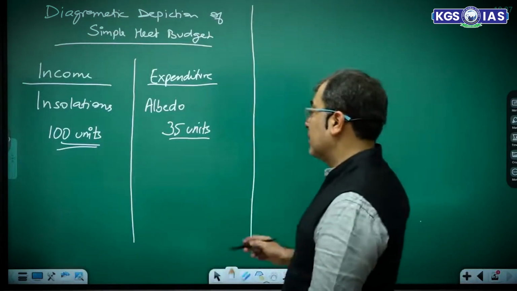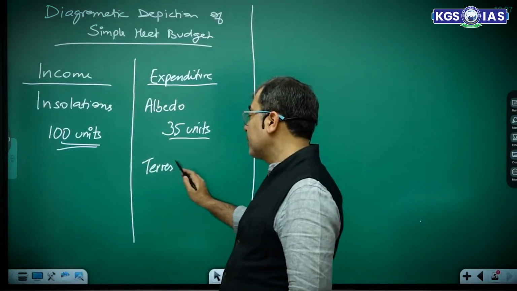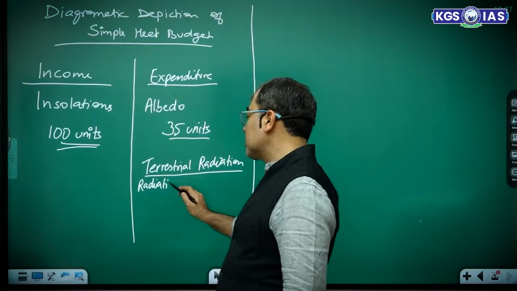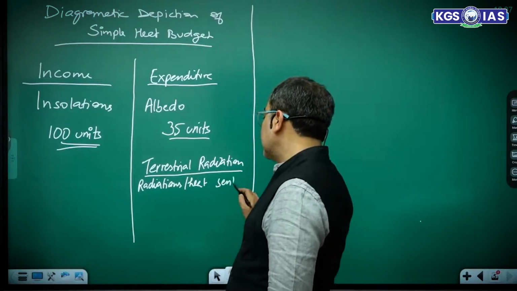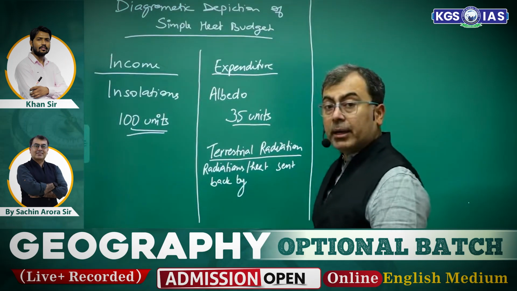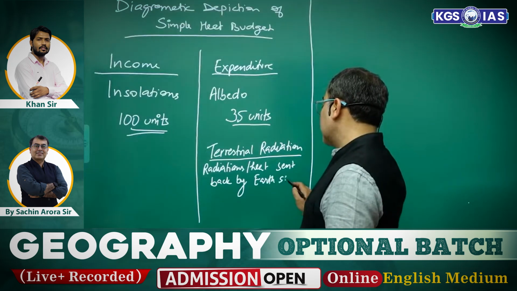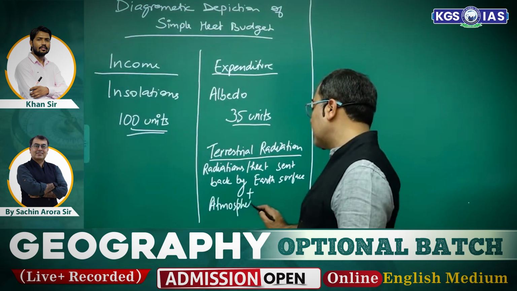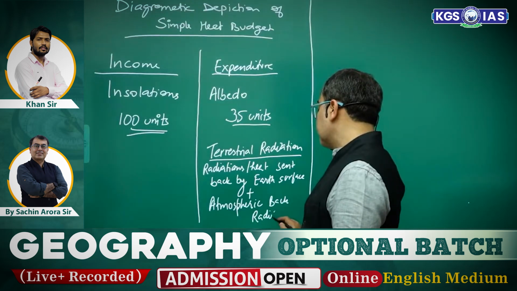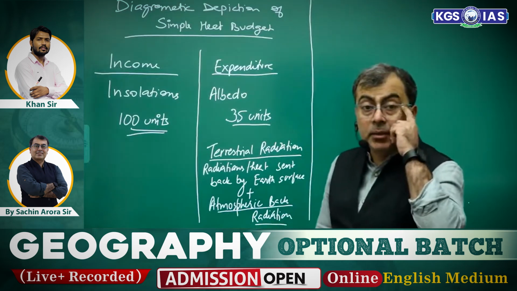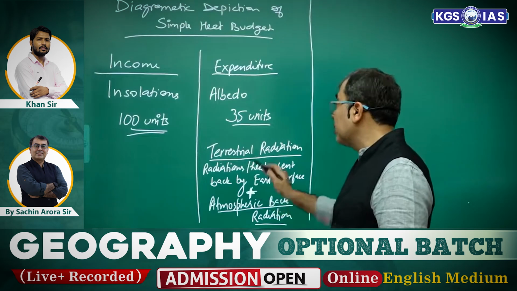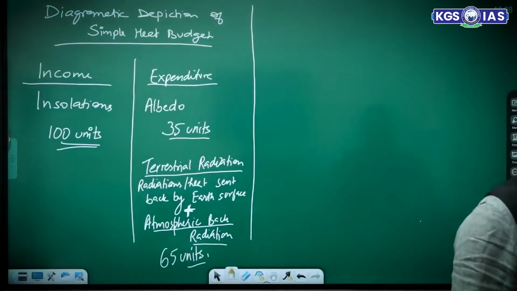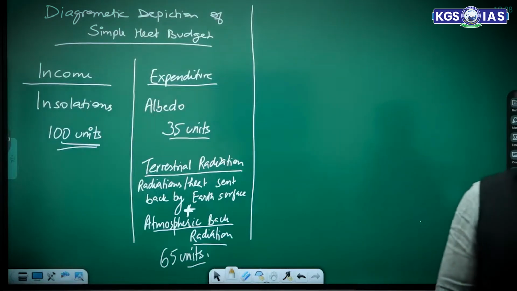So Earth will send back energy in the form of terrestrial radiations. What are terrestrial radiations? Radiations or heat sent back by the Earth's surface plus atmospheric back radiations. The atmosphere will also take some energy, no? That will also be there. So if I add them, they should be how much? 65 units. That should be there. Is everyone with me on this?